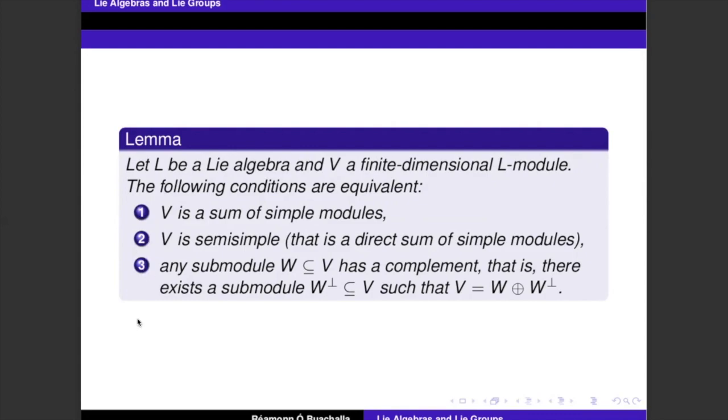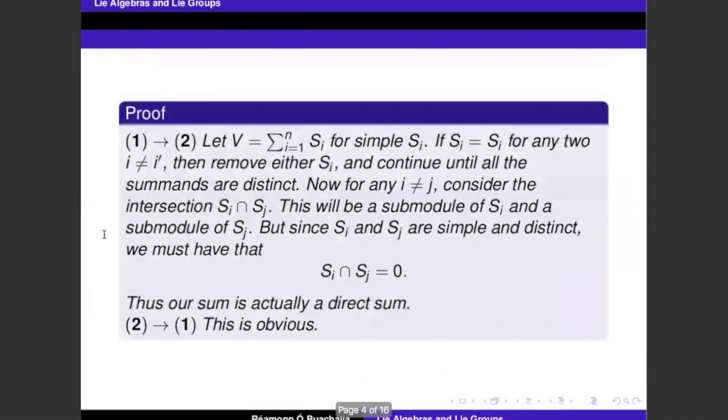Finally, the equivalence with 3, which is where most of the work is: any submodule has a complement. That is, there exists another submodule. Maybe perp is not the best notation to use here, because this is not orthogonality with respect to any bilinear form. It just means another subspace such that V is equal to W plus W perp. You can always complement it. If you're in an inner product space, this is obvious, but it also holds for semi-simplicity, and it's equivalent. So let's look at the proof.